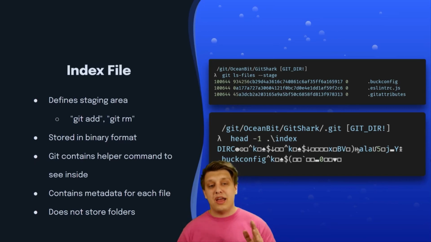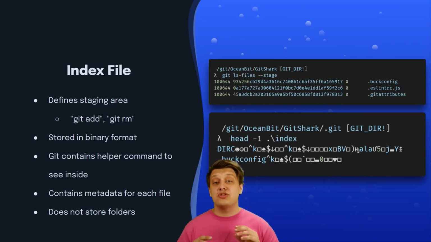Let's go ahead and run the ls-files command, where we can see here that there are 3 files that are tracked for this index file. There's the .bucketconfig, the ESLint, and the .gitattributes. Now, Git contains metadata on each of these files in the index, which type of file it is, and other associated information, but it does not store information about folders.